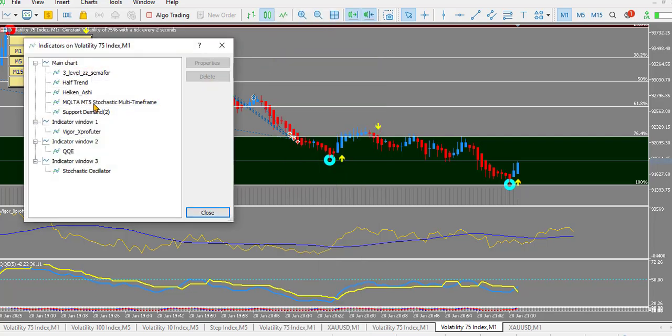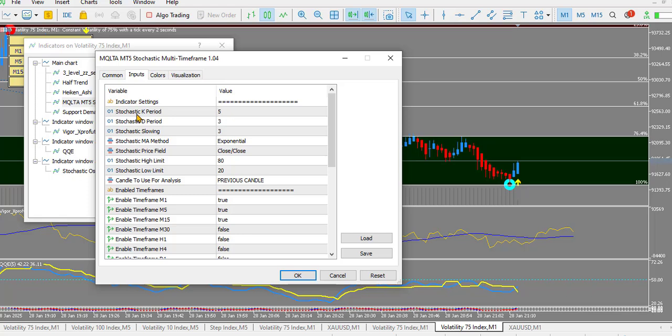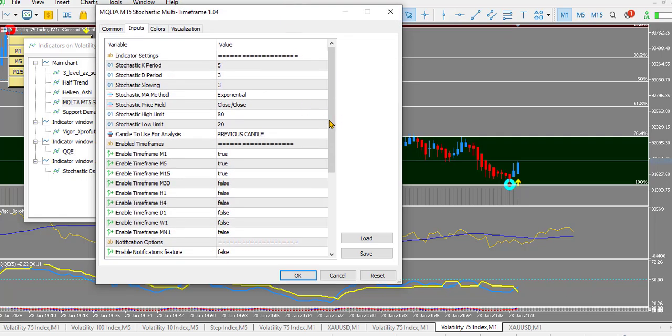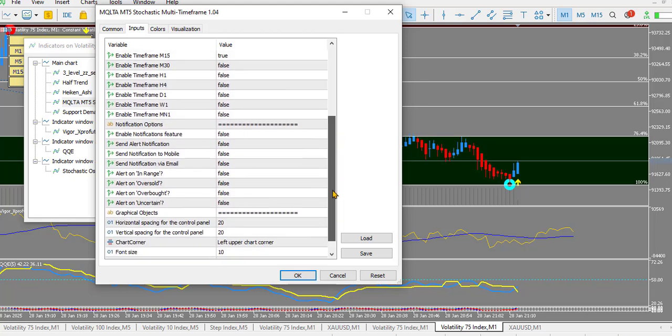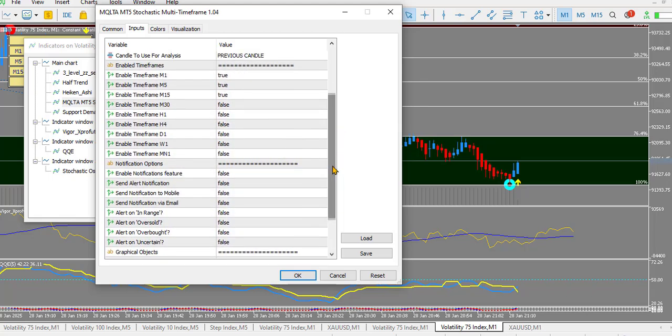So let's move on with the settings. The stochastic K period is 5 and the stochastic D period is 3. Just make sure you set it up or you use my template. If you need the other time frames, this is where I change it. If you want 30 minutes, just double click it. If you want a 1 hour time frame to show, you can do that. But for this particular strategy, I don't really need it. For the volatility index, this is Volatility 75 index, I only need the 1 minute and 5 minutes stochastic.